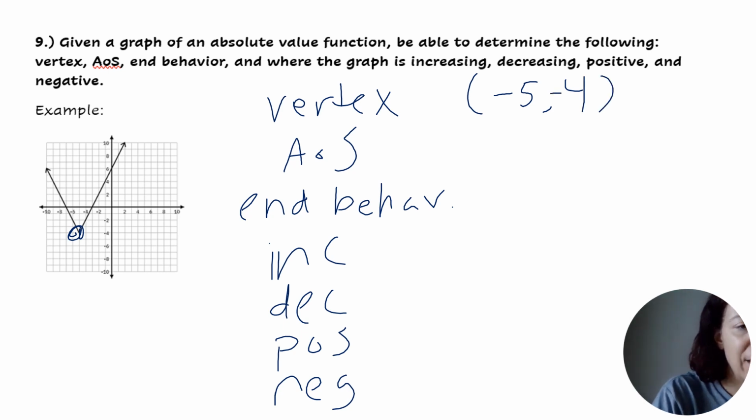I think is where that one was. The axis of symmetry is the vertical line that goes straight down the middle, and vertical lines always take the form x equals, and since you know it goes through the vertex, the x coordinate of the vertex is -5.